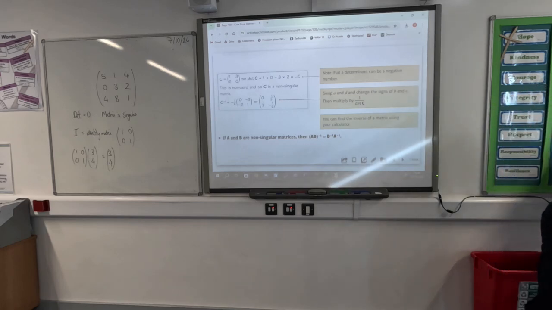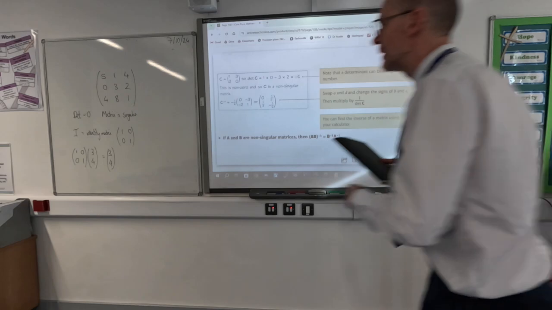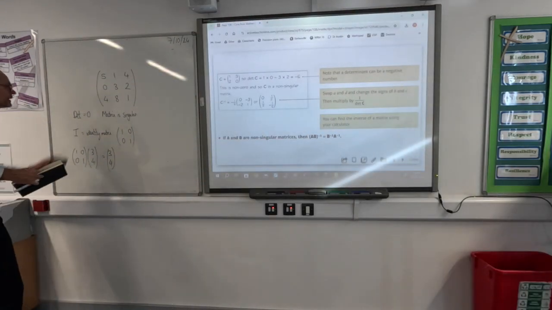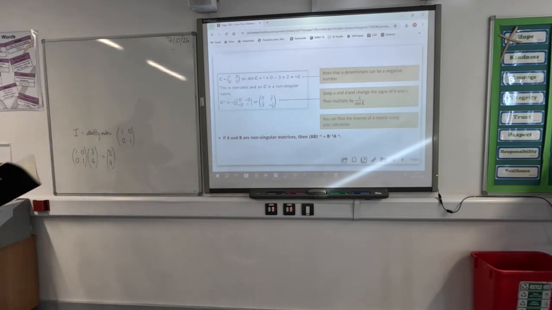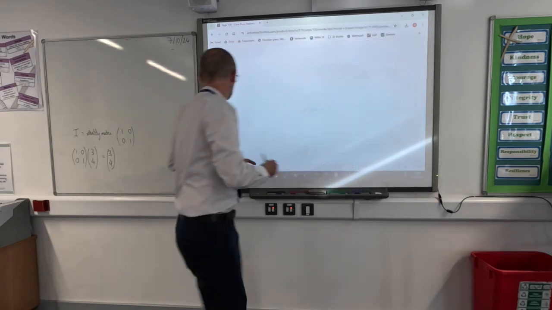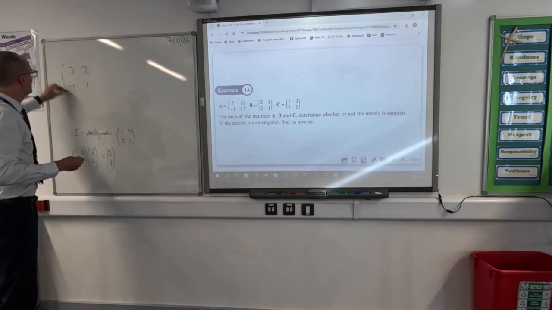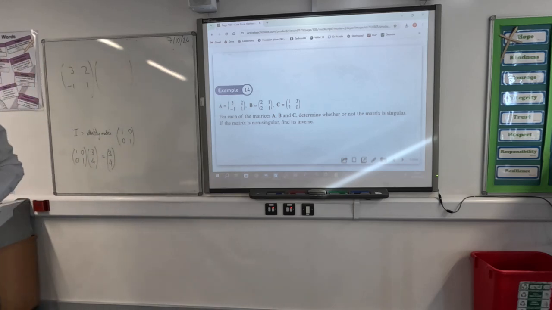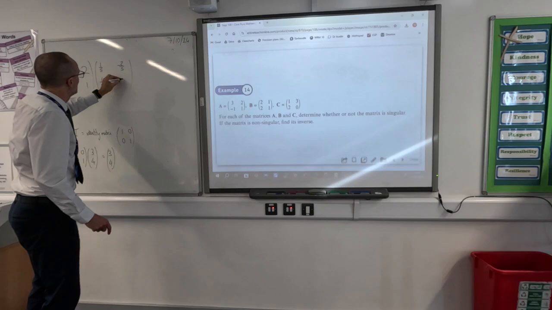Now remember, the definition of the inverse was that it was the matrix such that when you multiply the original matrix by its inverse, you got the identity matrix. So should we just try that for A? If we go back to the question, A was 3, 2, minus 1, 1. Let's try multiplying that by its inverse, which is 1/5, minus 2/5, 1/5, 3/5.